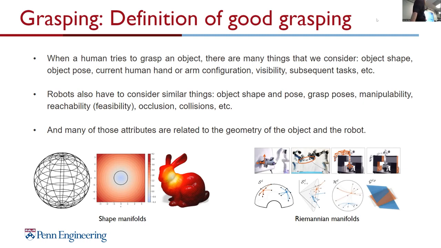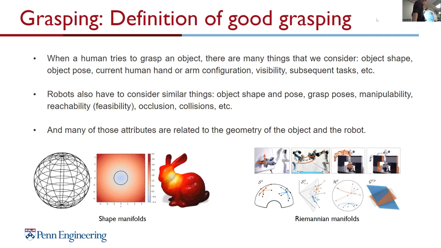But for the robot, the most common things you consider are the object's shape, of course, and the object's pose, and the reachability, which means whether it is reachable in your robot state, or the manipulability, whether it is comfortable to grasp in that configuration or not, or of course collisions and such things.